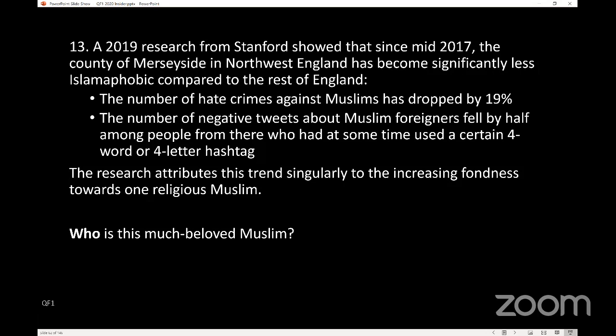So there's one person who's a Muslim foreigner who's done really well for people of Merseyside, and because of which everyone becomes far less Islamophobic there. So it shows that if you have positive role models, then a lot of hate crimes can be reduced and so on.